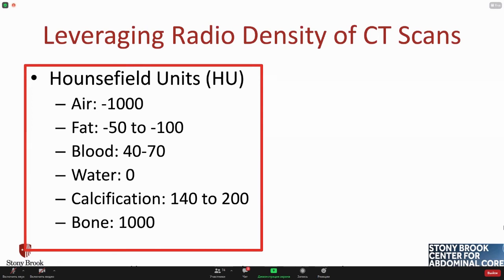The Hounsfield units, again, are just really ratios. So bone is the densest at 1,000. Now we look at fat. Fat is minus 150 to 100. Blood, so if we see hematoma, is about 40 to 70.